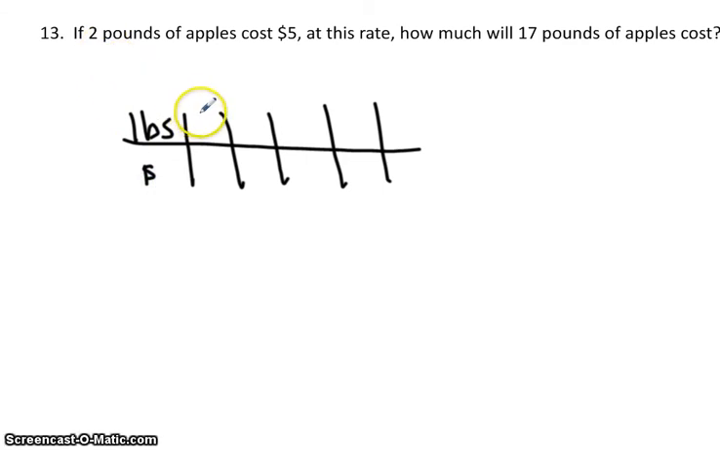In this problem, it says 2 pounds of apples cost $5. Our target is to find out how much 17 pounds cost. So 17 has to go on the top with pounds. So we're going to go ahead and let the ratio table do our work.